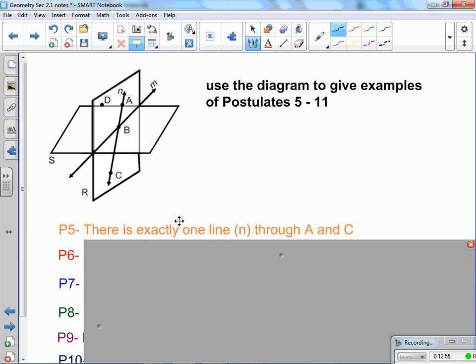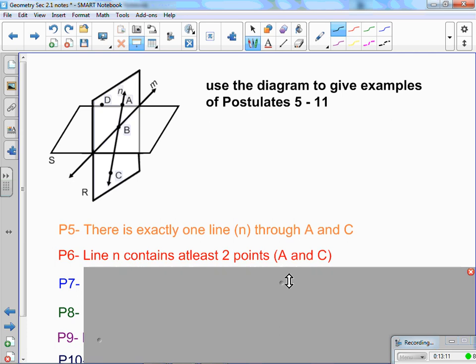So then postulate 6 says a line contains at least 2 points. So line N contains at least 2 points, doesn't it? We got point A, we got point B, we got point C. Just have to highlight 2 of those. So line N contains at least 2 points, A and C, or could have said A and B.